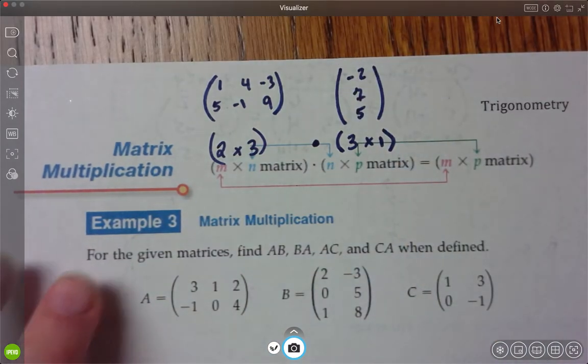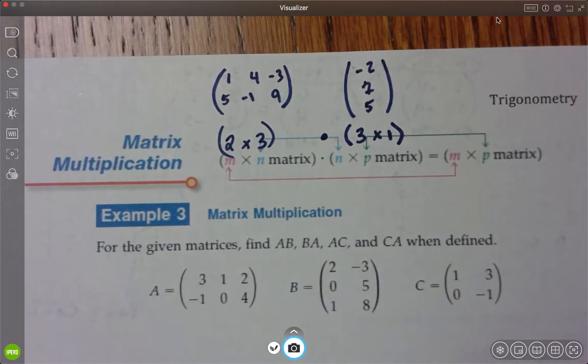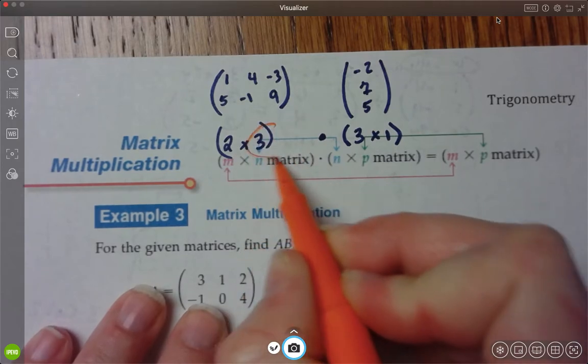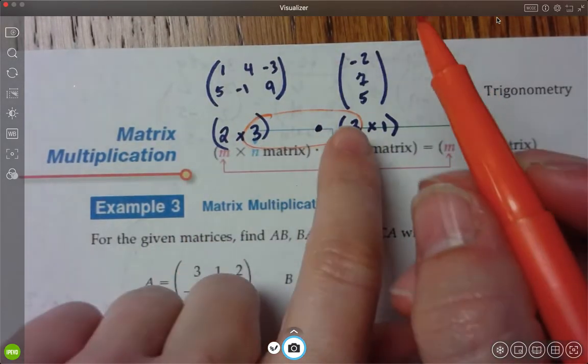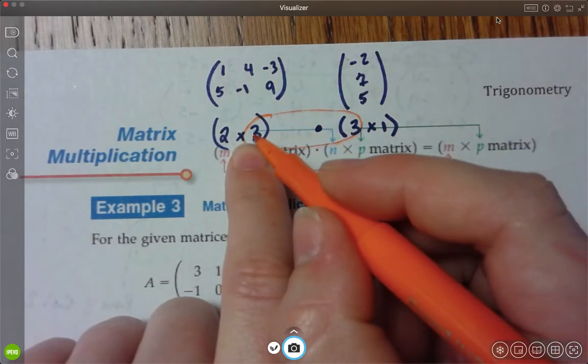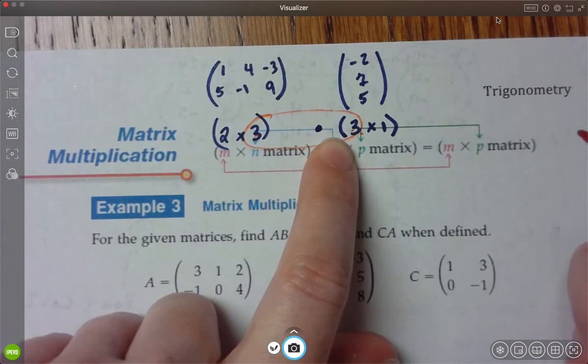Okay, I can only multiply matrices together if these 2 dimensions are the same. So if I'm taking a 2 by 3 times a 3 by 1, these 2 pieces have to be exactly the same number. Okay, otherwise this does not work.